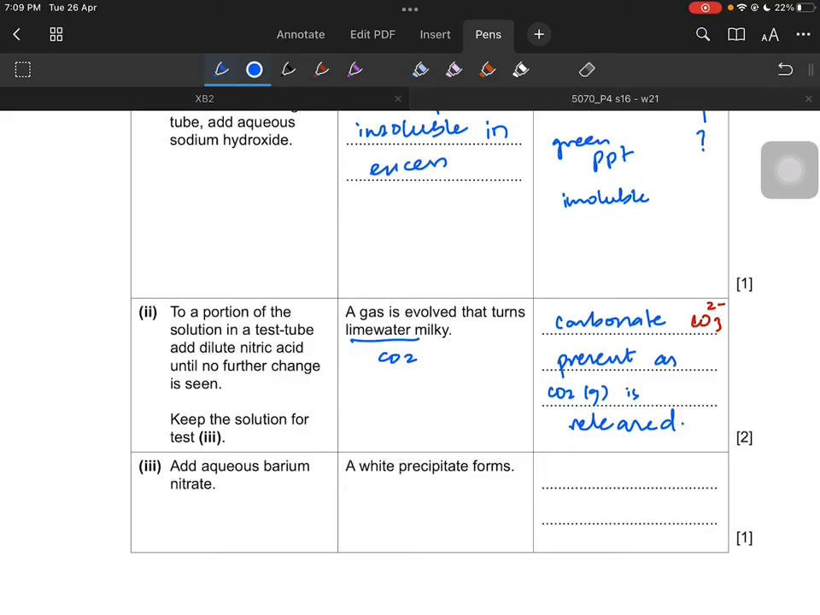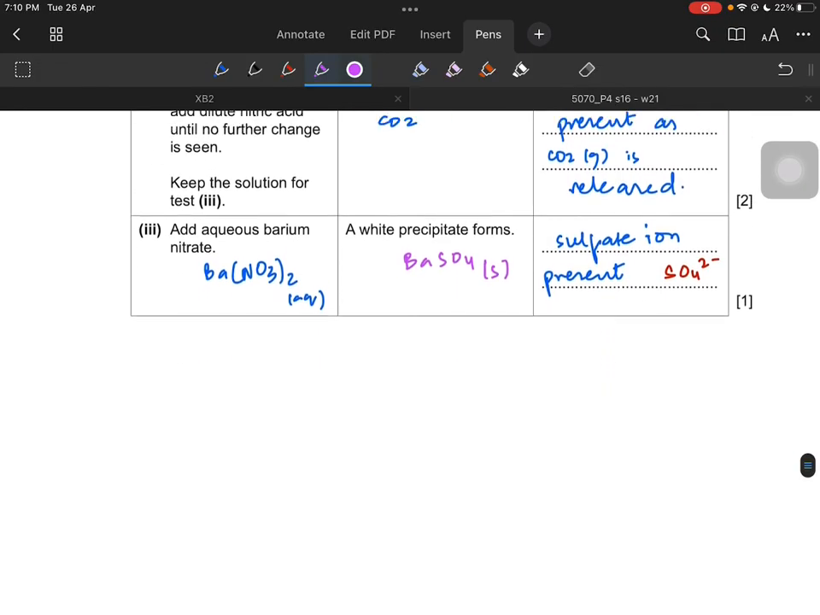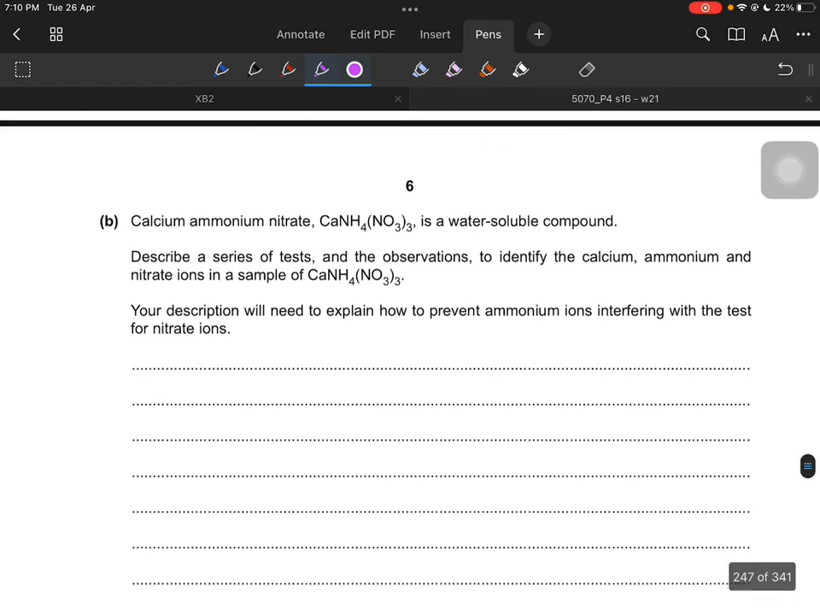keep the solution for test 3. Okay, add aqueous barium nitrate. If I remember, barium nitrate, Ba(NO3)2, is a test reagent to confirm sulfate, and a white precipitate is formed definitely. So what is the scenario over here? It contains sulfate ions. So sulfate ion present. Sulfate is SO4 with a 2-, because when barium nitrate is added, barium sulfate white precipitates are formed. So this is how we completed a salt analysis small question.